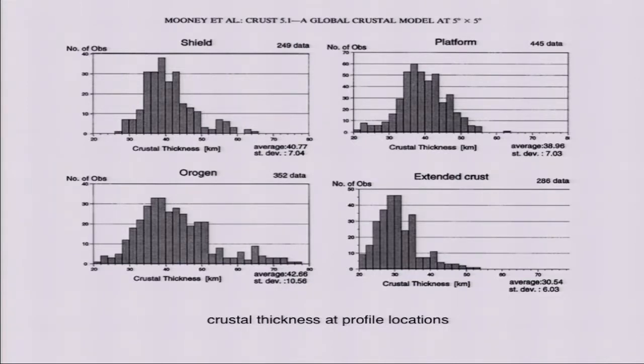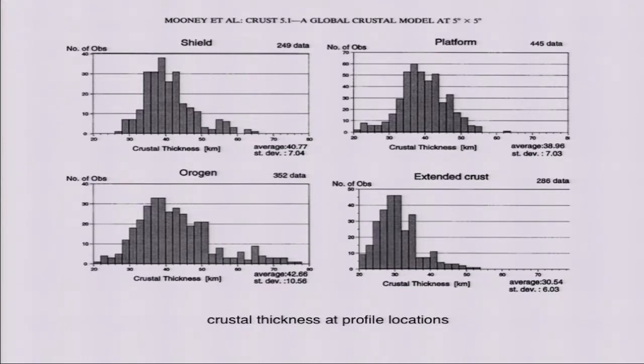And you can see that there's a pretty wide range of values, even within one crustal type. But hopefully you can also see that there are some differences between the types. Extended crust, perhaps not so strangely given that it's been extended, has a smaller crustal thickness than, say, the shields, around 30 kilometers here, around 40 kilometers there. But again, a pretty wide range of values within each of those regions.